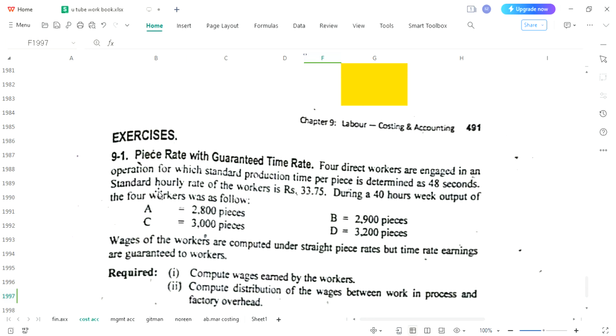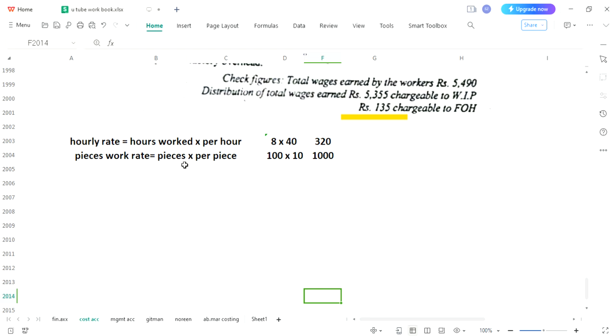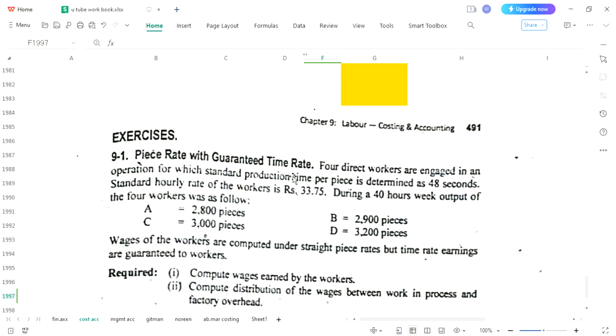Now we are going to start 9.1. This is the first question for labor. We are going to pay the wages according to the standards set in the question. You can see the heading is clearly mentioning that we will pay per piece rate. We see how many pieces a worker has made, and according to the pieces made and the per piece rate, we multiply both to get the wages. All right, now let's start reading it.